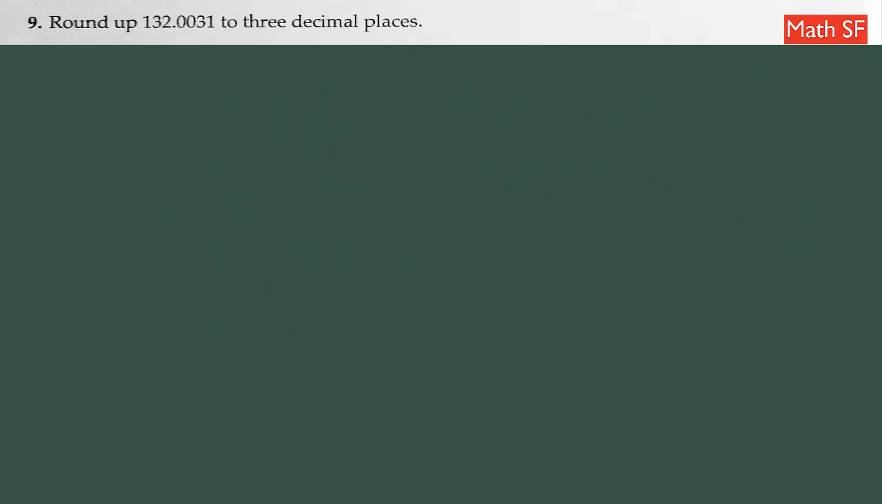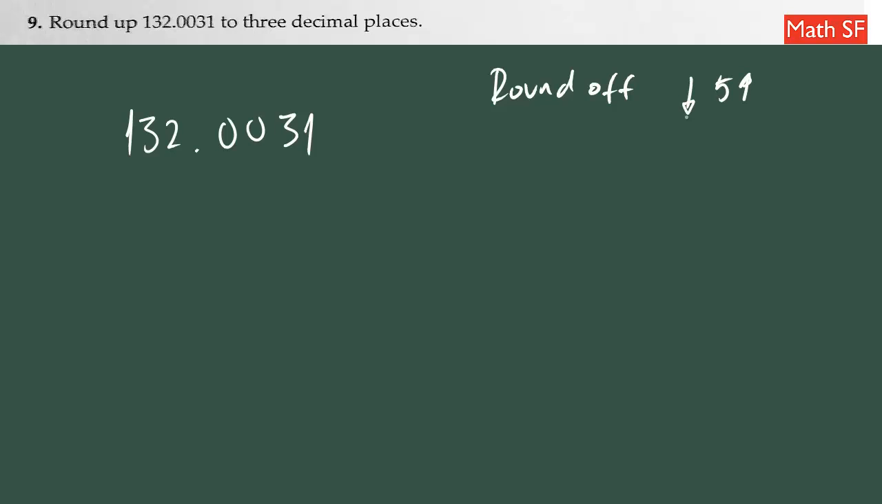Now let's round up. So what does it mean to round up? In the previous problem it was round off. In round off you need to be aware if the number is either greater than 5 or lower than 5, or 5 itself, right? So round up means that you're gonna go up anyways. You're gonna have to go up all the time.